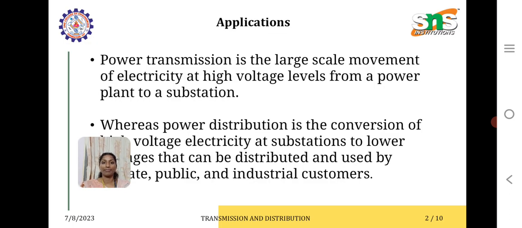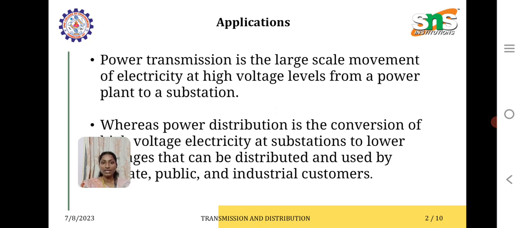Where the power system is applied: power transmission is the large scale movement of electricity at high voltage levels from a power plant to a substation, where transmission and distribution happens. Transmission is transferring electricity from one place to another, that is, from the power plant to the consumers. Distribution is where the transmitted energy, which is in the substation, is distributed to the consumers, who are of two types, commercial and domestic, and also big industries which need 11 kV of supply.